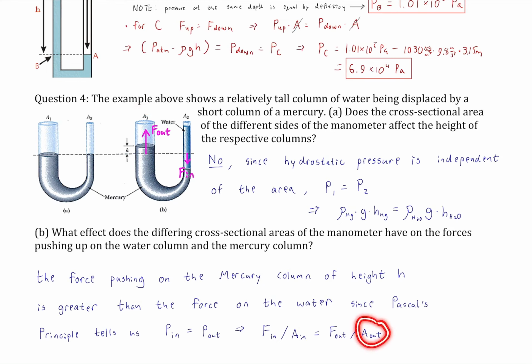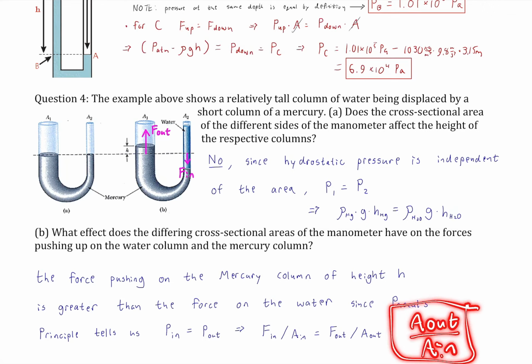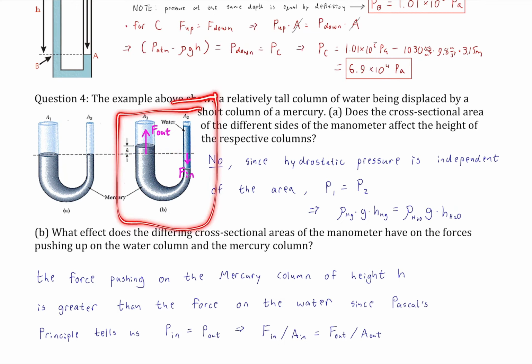So then A out over A in, as a ratio, is a value greater than 1. I take a value greater than 1 and I multiply it by whatever my F in value is, which is just the weight of the water, and I'm going to get F out, the force pushing on mercury, as a bigger number. Okay? Absolutely. So that means that this is a force multiplying manometer, and the mercury is being pushed on by a greater force than the water is pushing at that equal pressure line. Okay? So this is absolutely a lever, a form of a lever, okay?